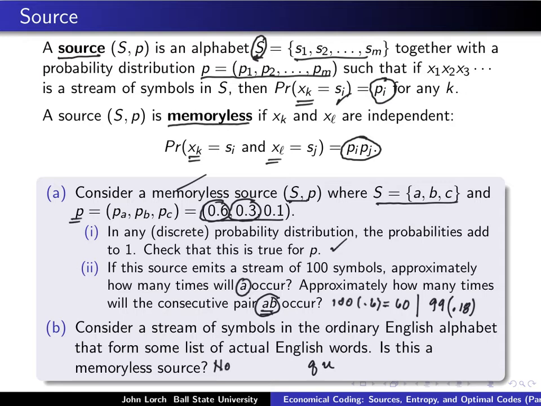But if we're looking at consecutive symbols and the first symbol is a Q, then it is highly likely that the very next symbol is a U. In fact, it's much more likely that the next symbol is a U than the probability that U occurs in any other setting. So English is not memoryless.